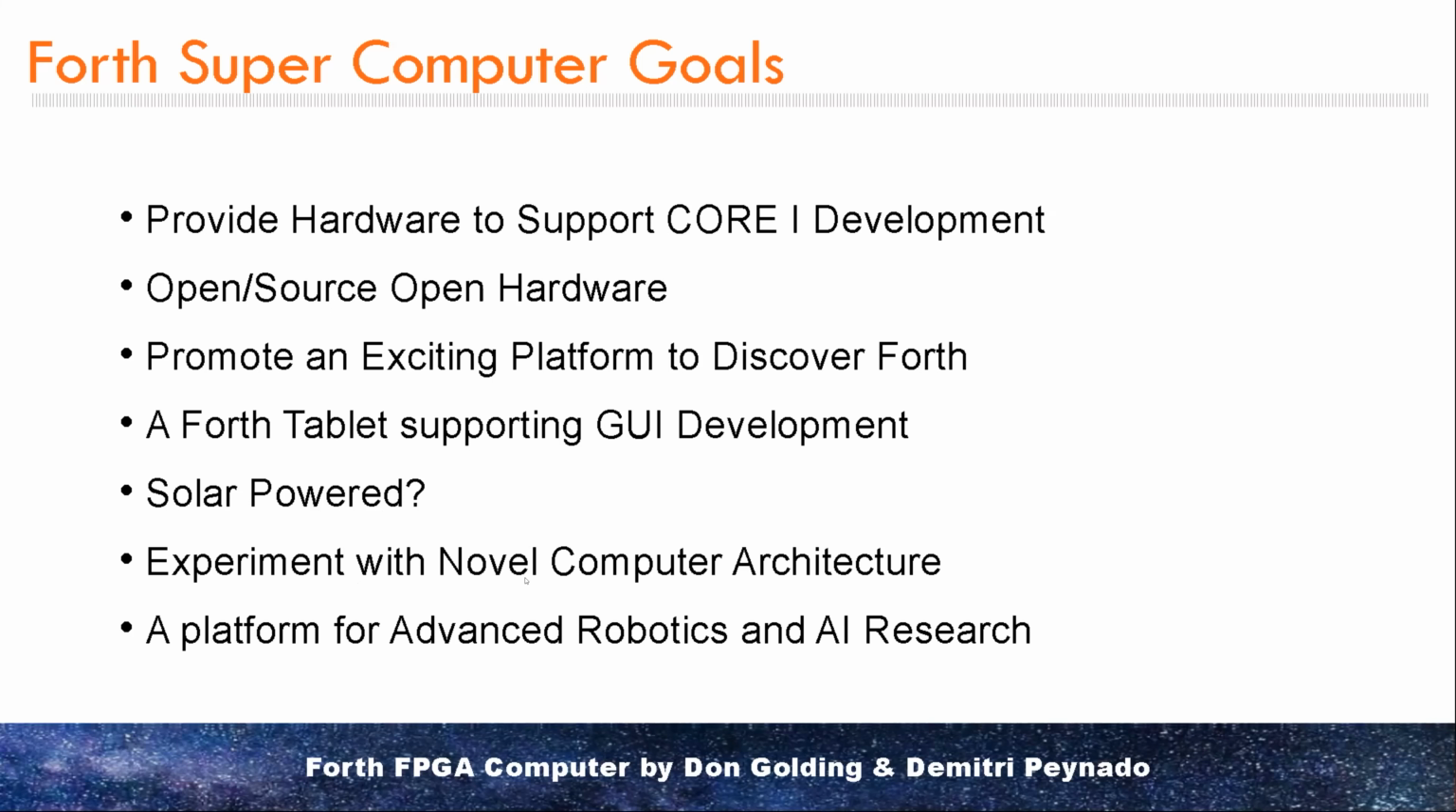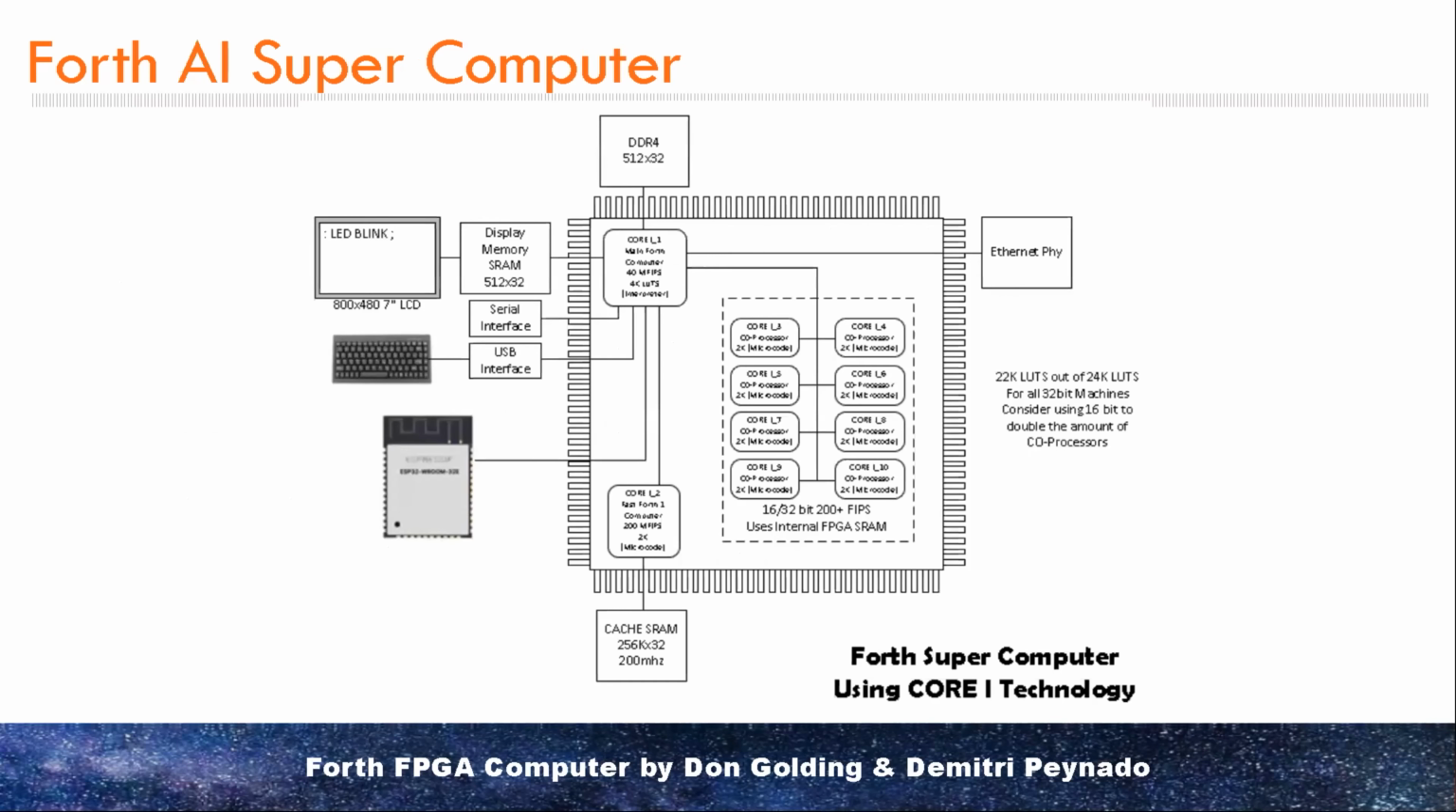We want to be able to experiment with novel computer architectures, and so we're going to be able to do that. Forth will be the central processor, but we could create other custom processors, AI engines, neural networks, that sort of thing. There'll be a platform for advanced robotics and AI research. That's really where I want to go. When I retire, I want to be doing that kind of stuff. Hopefully I can retire next year. I don't know.